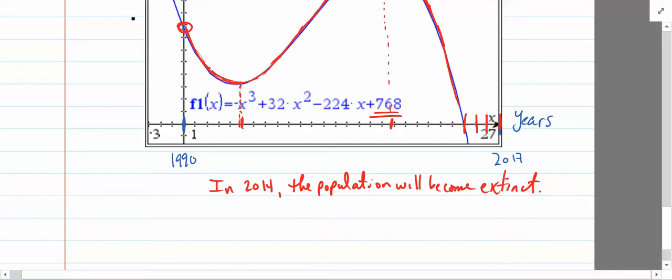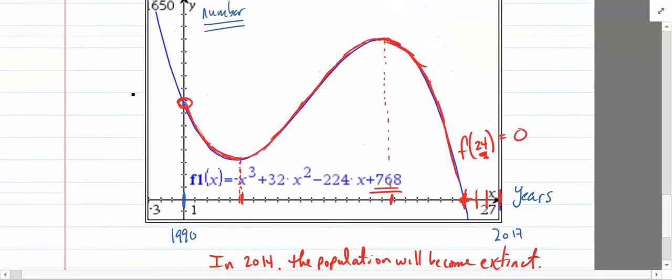Now, what this is saying is that if I evaluate this function at the number 24, because that's 24 years after 1990, when I evaluate this function, it should be equal to 0. That's the function value. That's the position of the graph. It is 0 units above the x-axis.